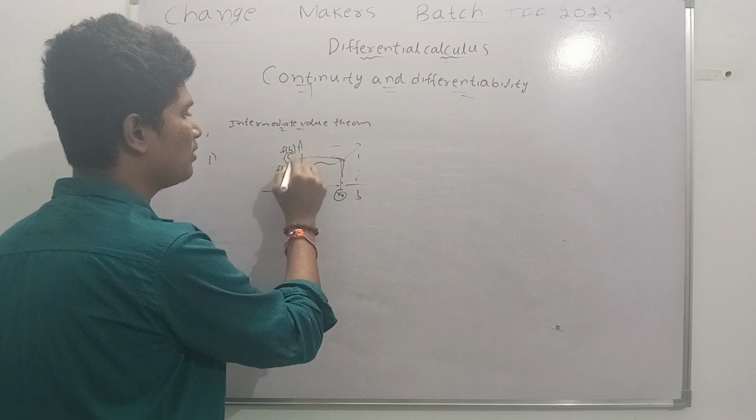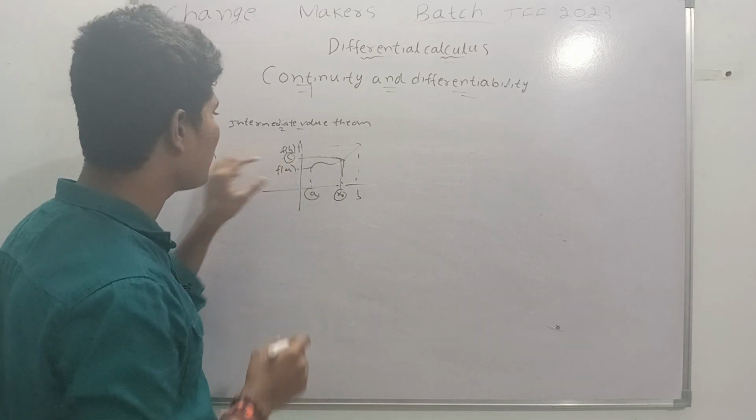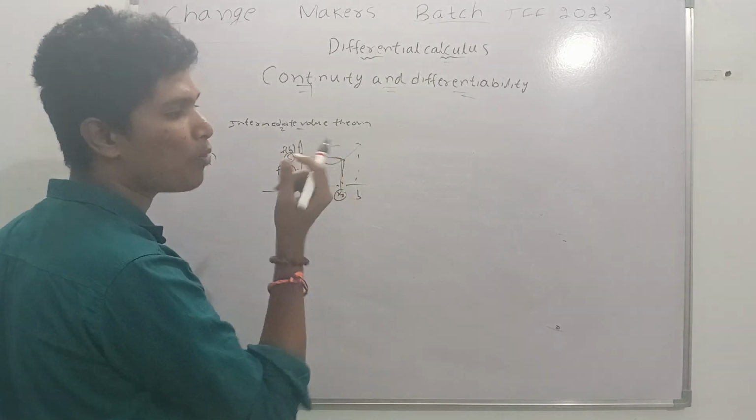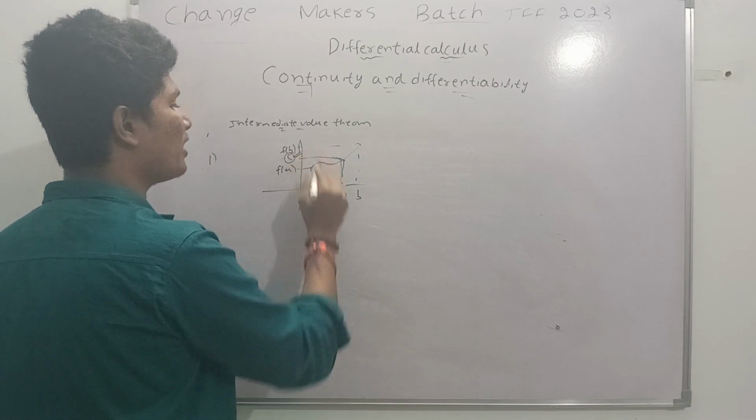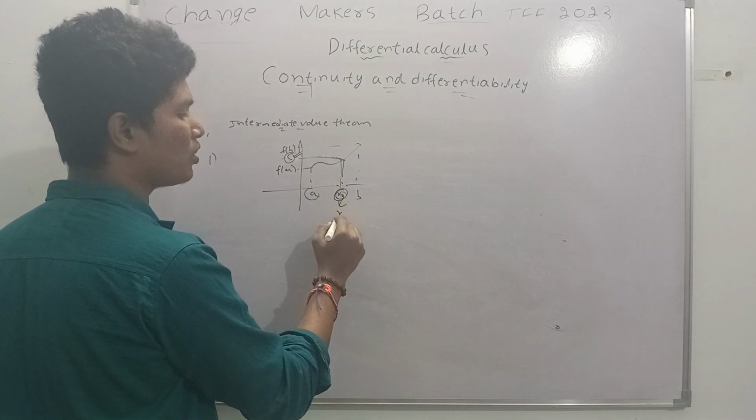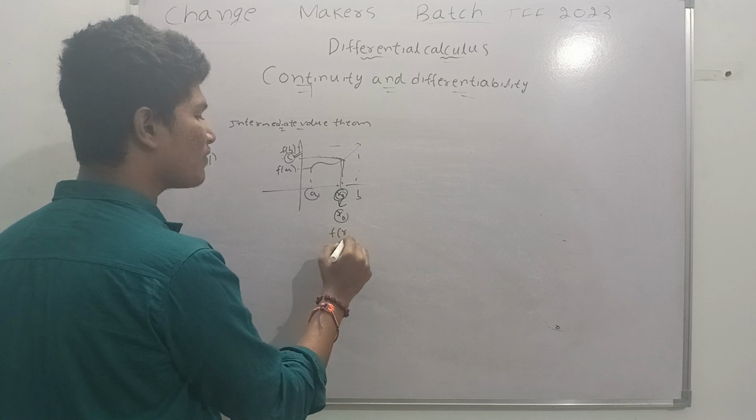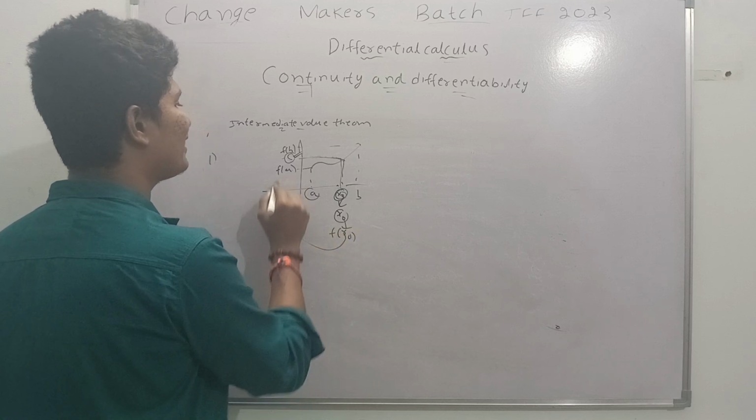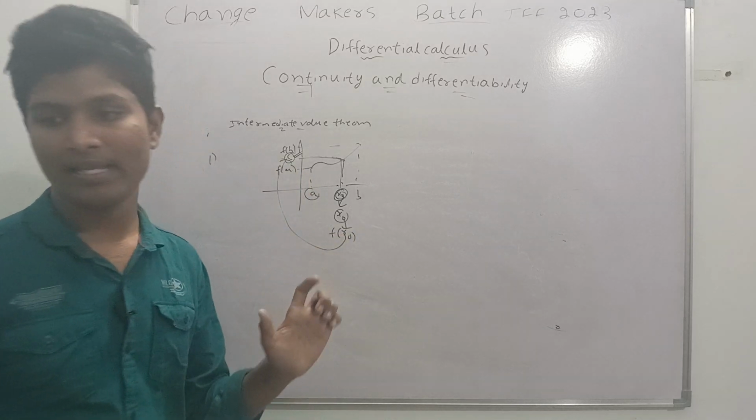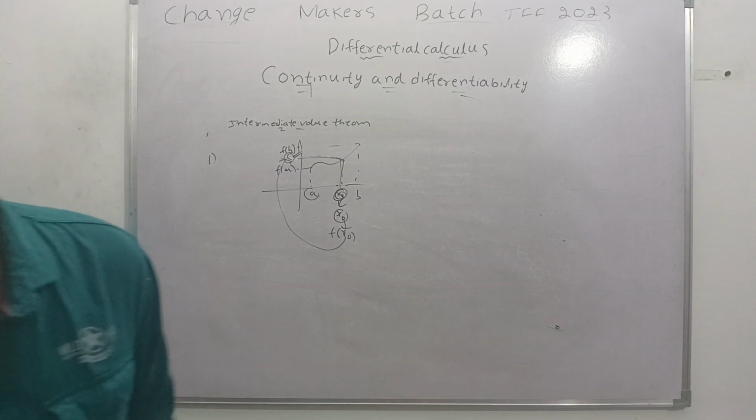So between f of a and f of b, there will be a point, that is c. To get this point, there exists a point x0. If you put this x0 value in the function, you will get the value of c. The meaning is like this. This is the intermediate value theorem.